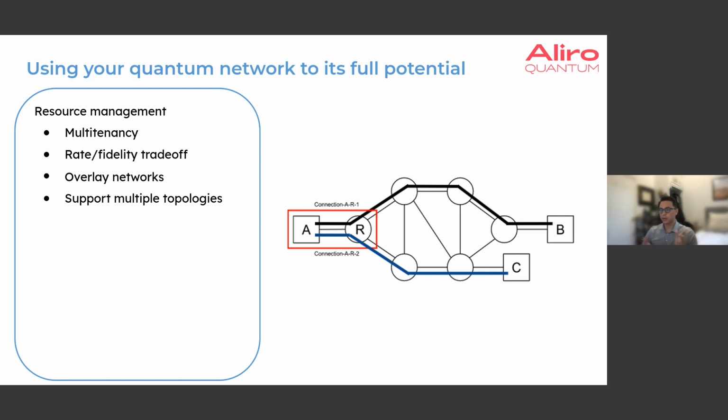And supporting multiple topologies. Here in this example, I just showed in black and blue different ways to meet those requests, but there are other ways we can choose the routing, right? So supporting multiple topologies gives you the ability to dynamically route and use the resources in the network to support different users and applications.